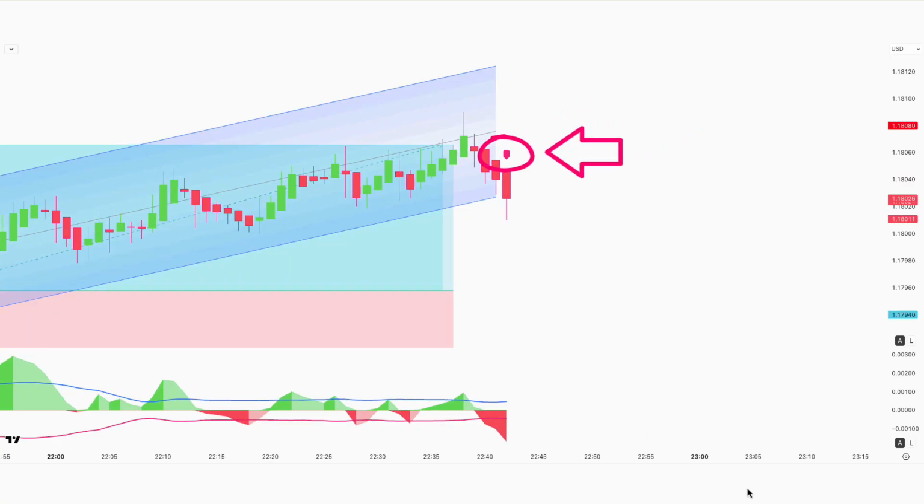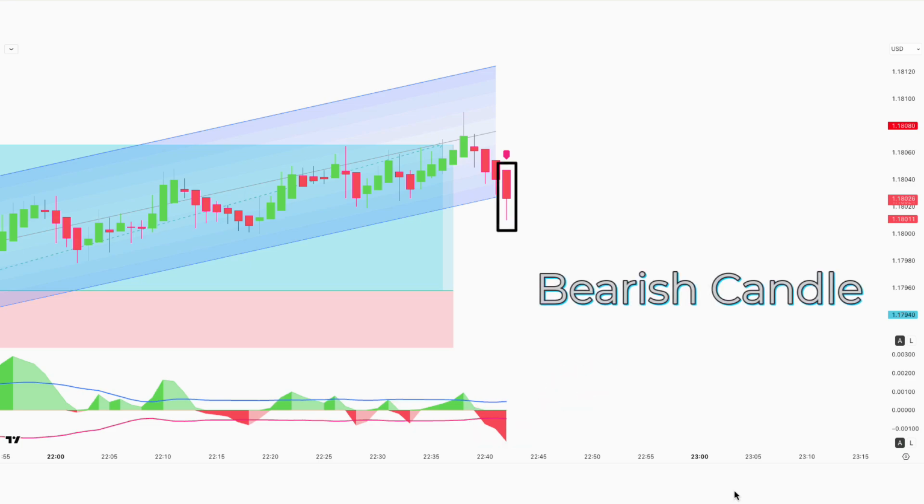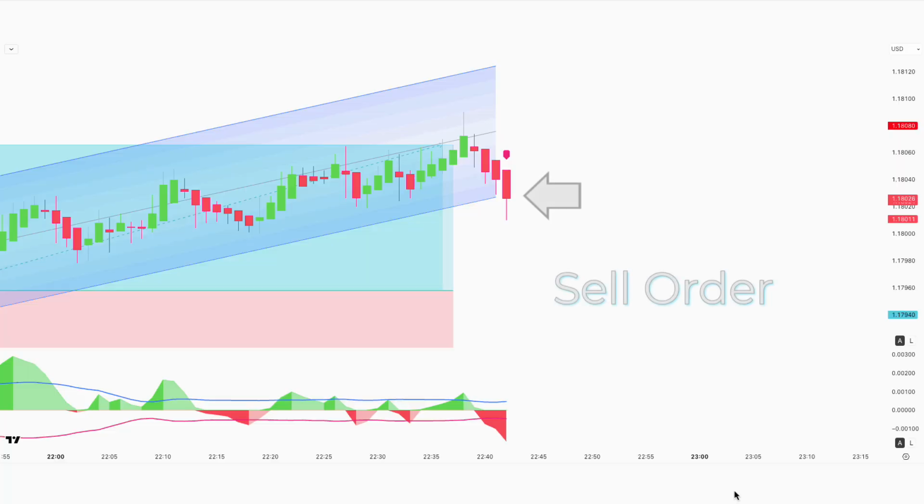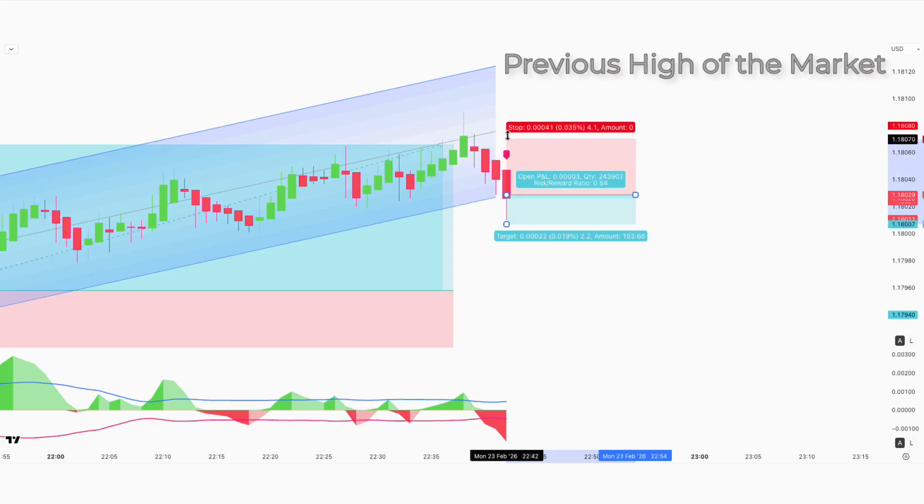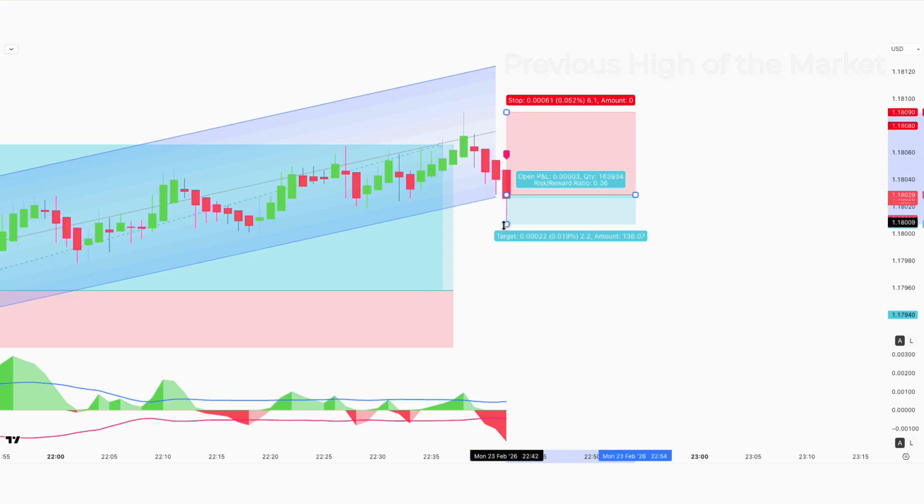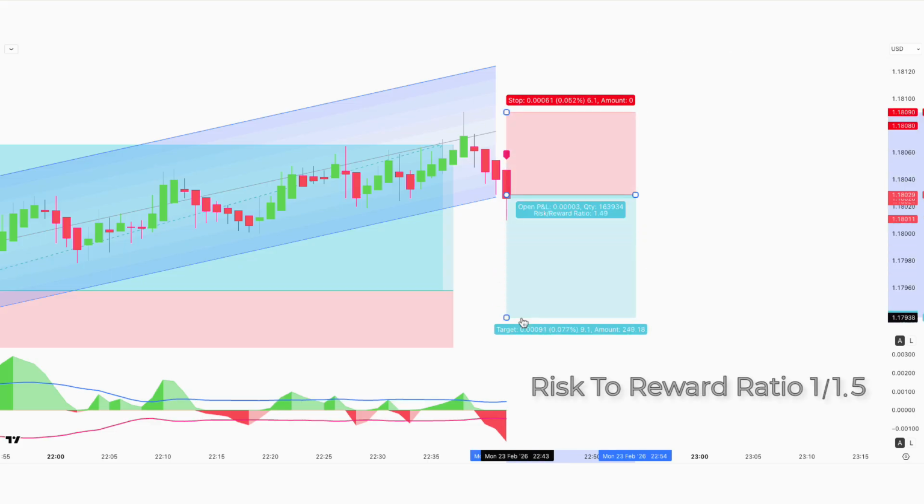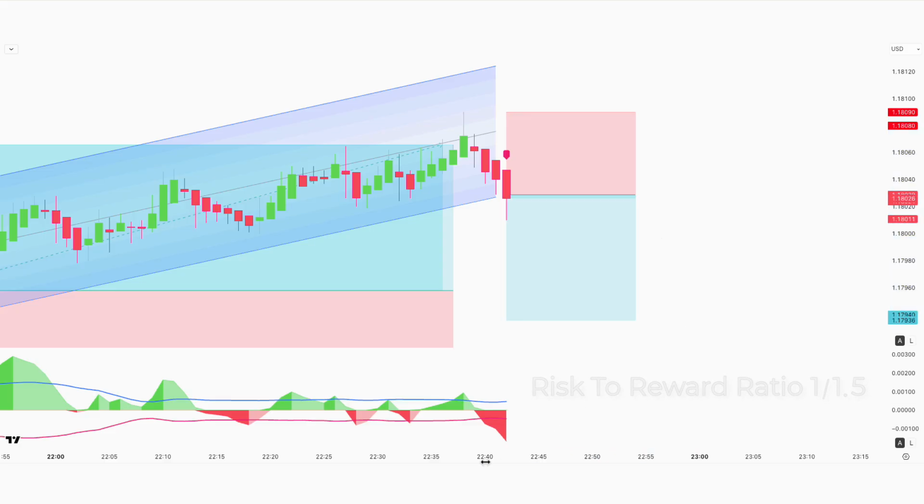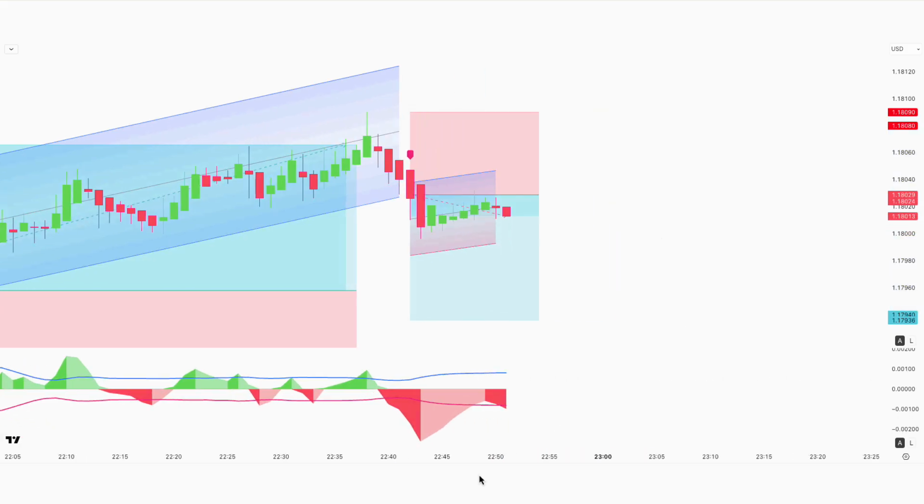Here, the segmented regression label of this indicator is a sell signal. Here, the Waddah Attar indicator is a red area. Here, the market has made a bearish candle to give confirmation. So all our conditions are being fulfilled, so we are placing an order to sell. Our stop loss is to be placed at the previous high of the market, and the risk to reward ratio will be 1:1.5. Let's see what happens to our trade.